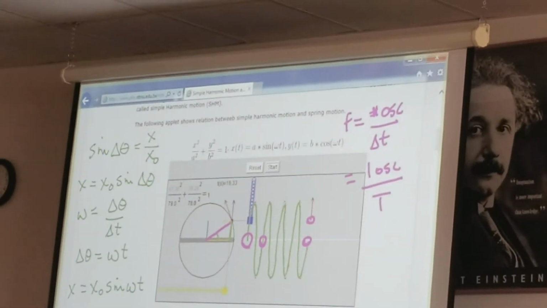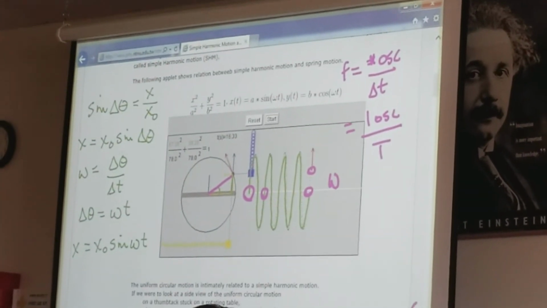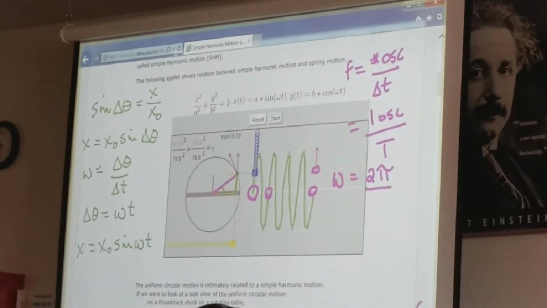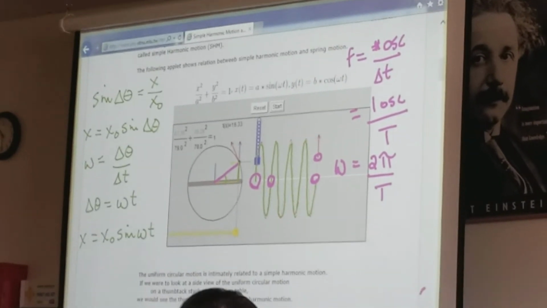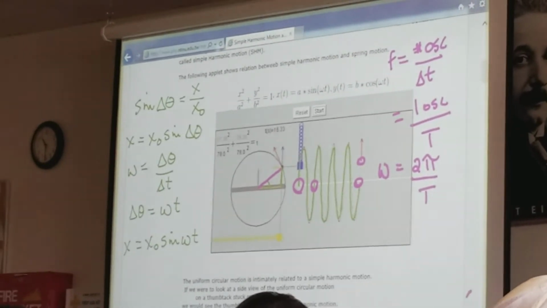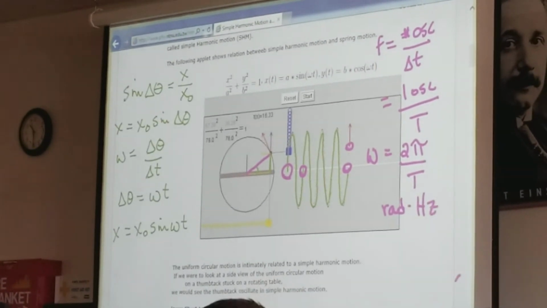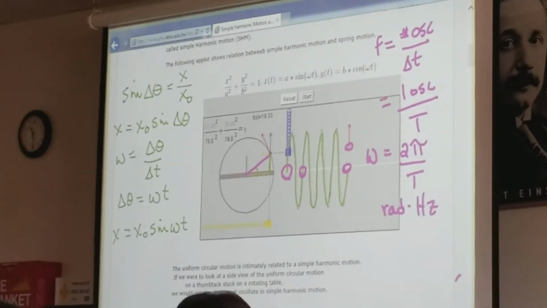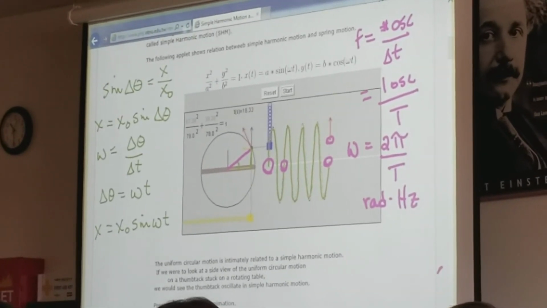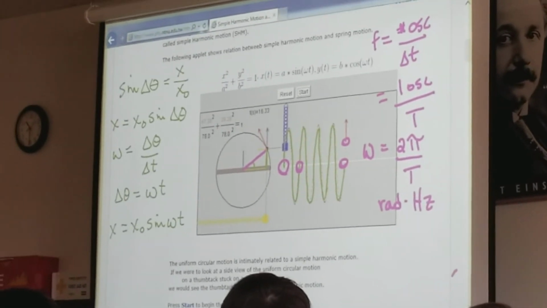2 pi. So if I want to write the angular frequency, it's going to be equal to 2 pi over the period. That will give me an answer that we only write as hertz, but really it's radian hertz. We just don't write the radians, just to drive Mr. Lyons insane. That's basically the same formula as the one in pre-cal, 2 pi over the absolute value of b. Yeah, it's the same thing.